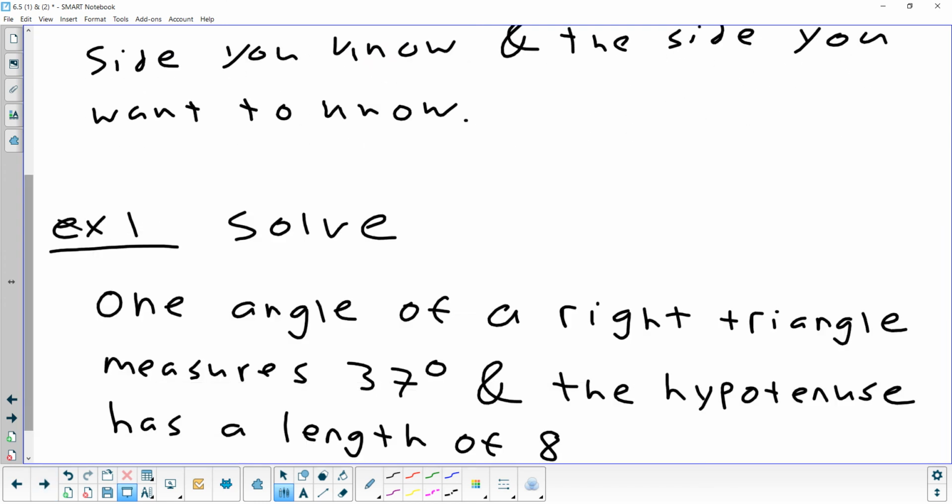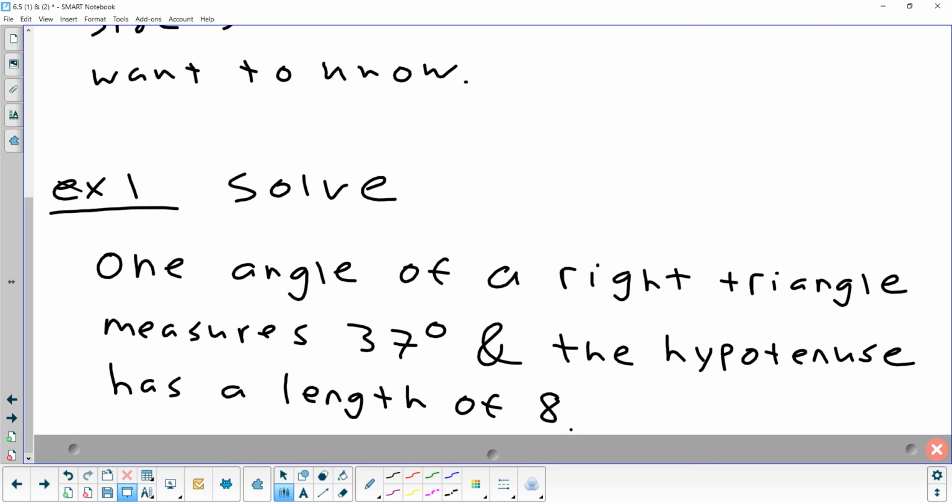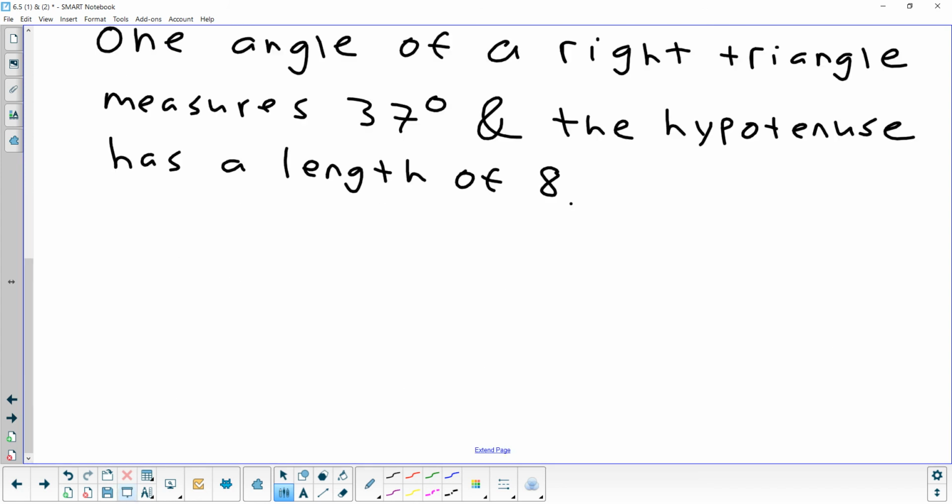So, let's look at this one. It says we have a right triangle with a 37-degree angle, and the hypotenuse is 8. So what did I say the first thing you want to do is, so you can easily visualize what's opposite, what's adjacent, and what the hypotenuse is? Yep, we're going to draw it. Okay, that's the very first thing we'll do. It doesn't matter how you draw your right triangle. You can face it any way you want.